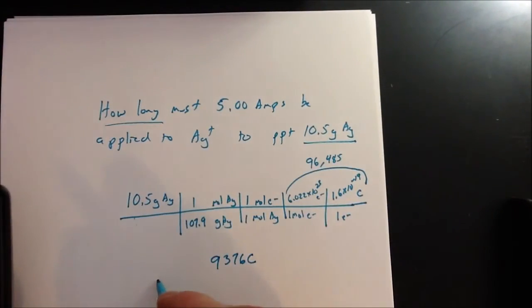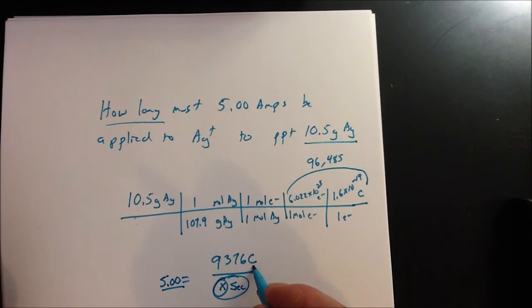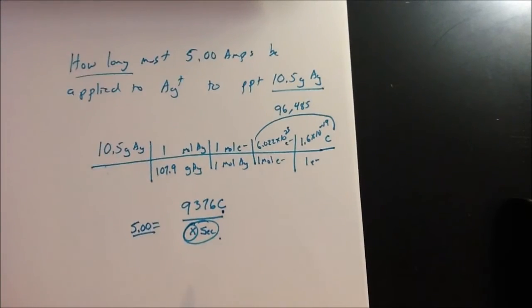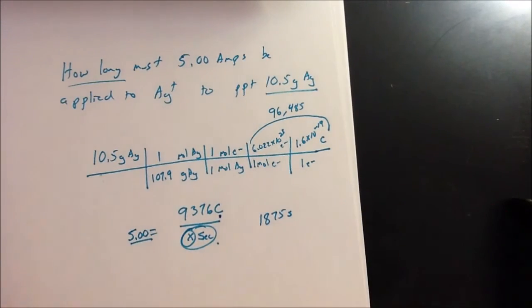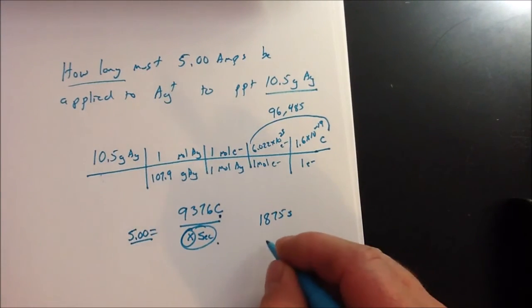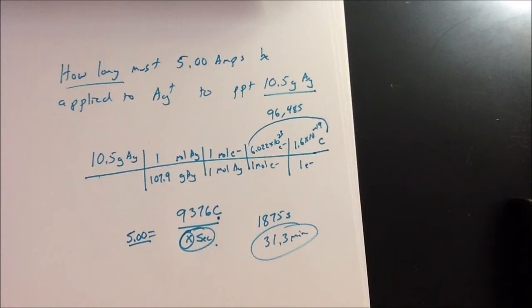So now I'm going to throw a little bit of algebra in here. 5 amps is so many coulombs per, write that out, some number of seconds. So we've got 5.00 amps is 9376 coulombs per how many seconds. So we're ready to solve that, so divide that by 5. I could have done that in one more step on the train track as well. For some reason I jumped out here to do algebra, but I ended up with 1875 seconds, or 31.3 minutes.